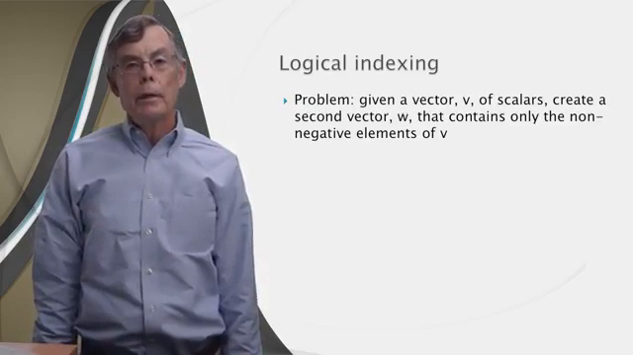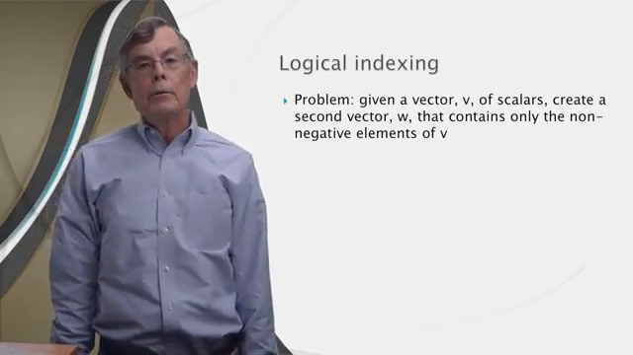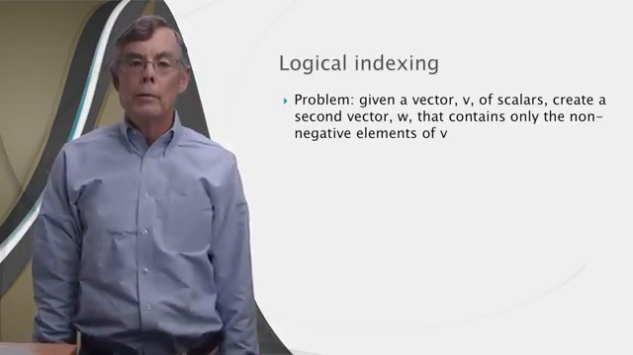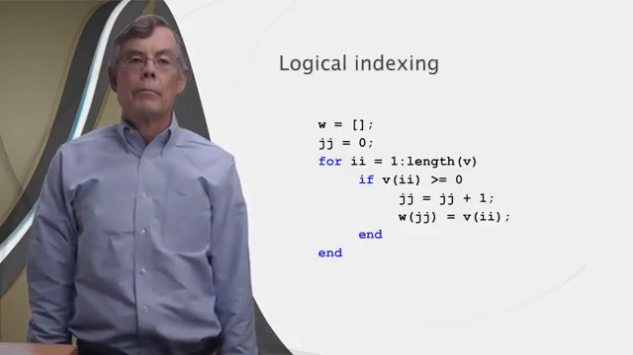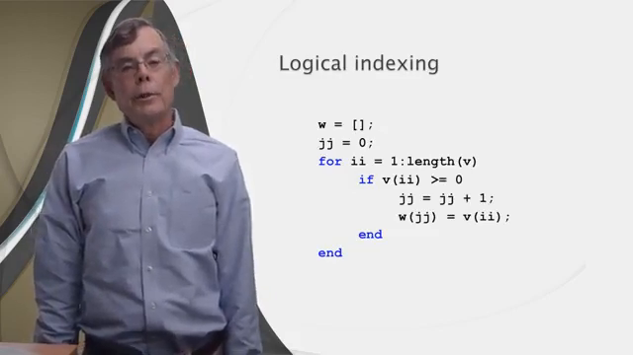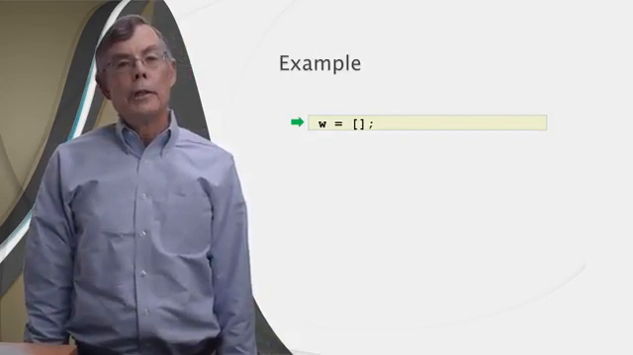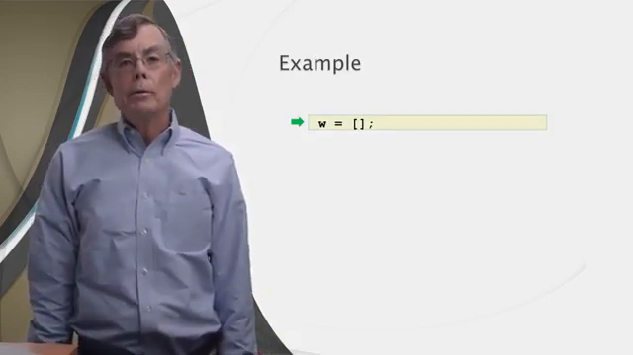Doesn't sound too complicated. In fact, though, there are a couple of subtle things in this problem that you might not get right the first time you try to solve it. Here's a solution. Let's go through it line by line. First, we initialize w to be the empty array.